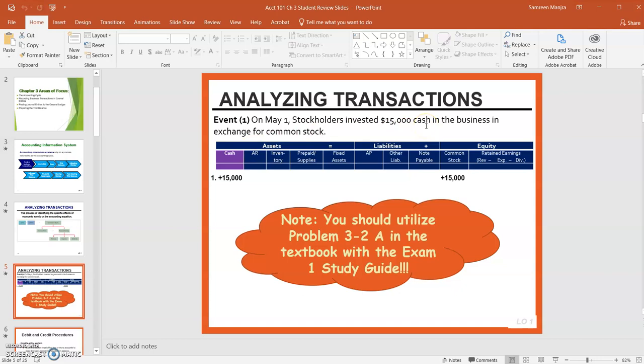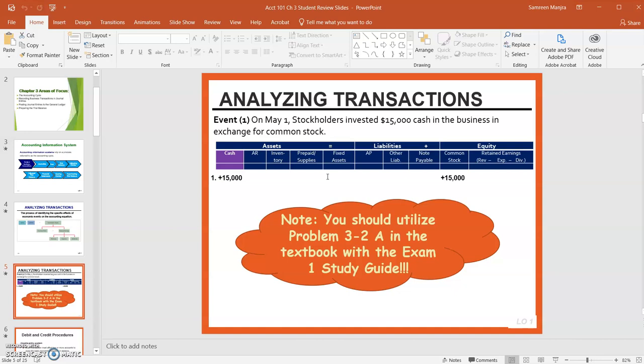And we have an increase in cash in the business in exchange for common stock. So our stockholders are going to receive shares of ownership in the company. So we're going to have a corresponding increase in our common stock, which will increase our equity. And you can see that this basic accounting equation balances out. Plus $15,000 on the asset side equals plus $15,000 on the liabilities and equity side.